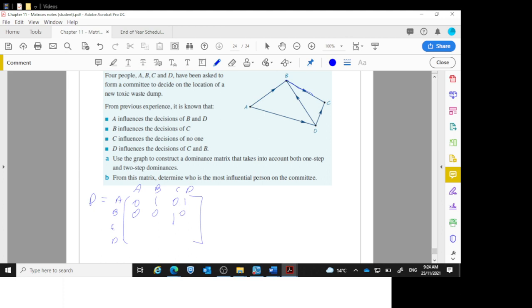C can communicate with no one, so we'll put all zeros there. D can communicate with B and C and nothing else. So there is our one-step communication. It tells us to do a two-step communication. All I'm going to do is square this on the calculator. 0, 1, 0, 1, 0, 0, 1, 0, 0, 0, 0, 0, and 0, 1, 1, 0, and I'm going to square it to get my two-step communication.